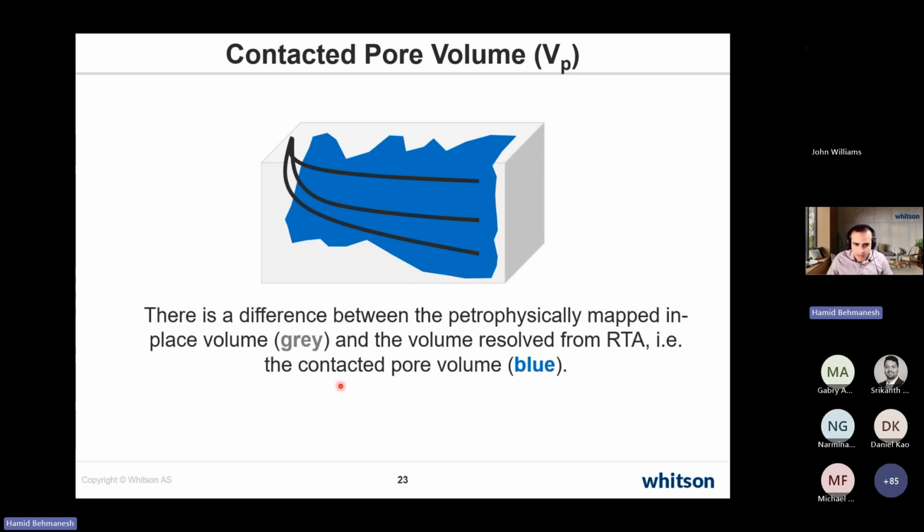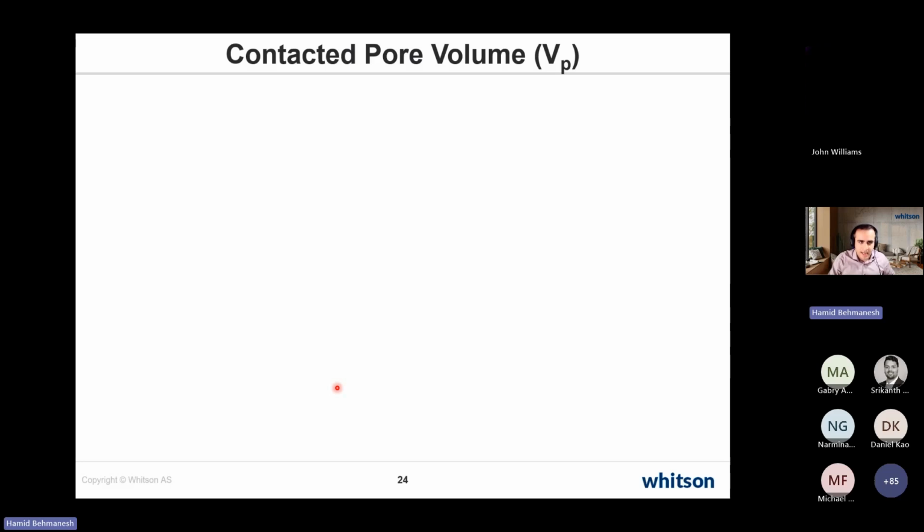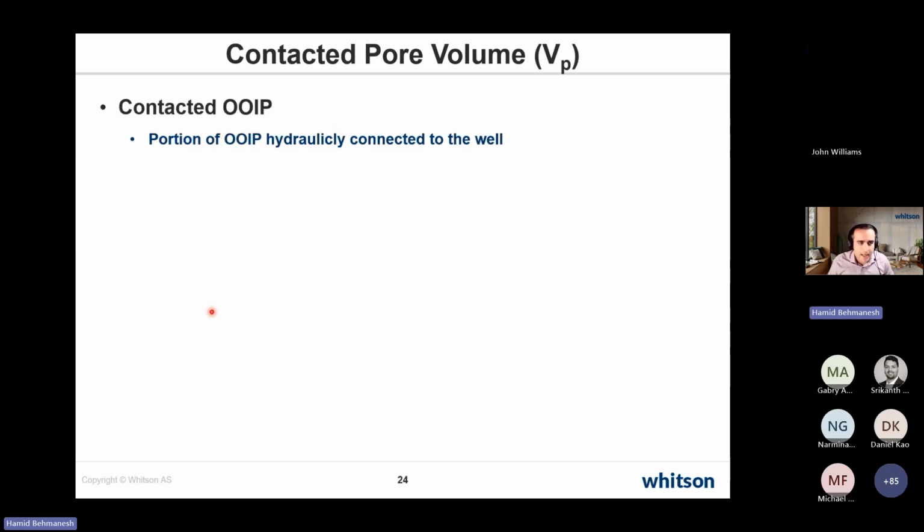There are two reasons for that. One, if the well is in the infinite acting state, we know that the pore volume is still growing. That's why we see how far the wellbore has seen that pore volume. That's why we call it contacted. The other reason, which I'm going to address in the next slide, is that, as the name implies, it is the OIP which is hydraulically connected to the well.